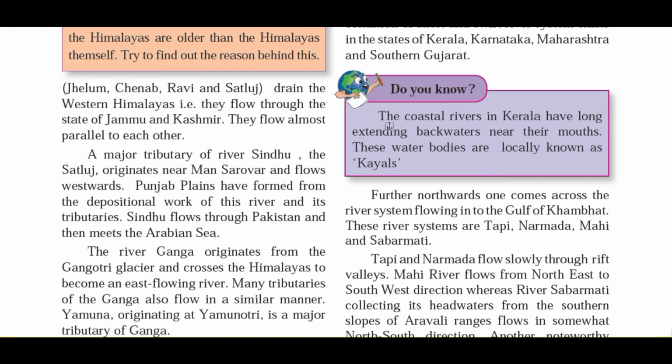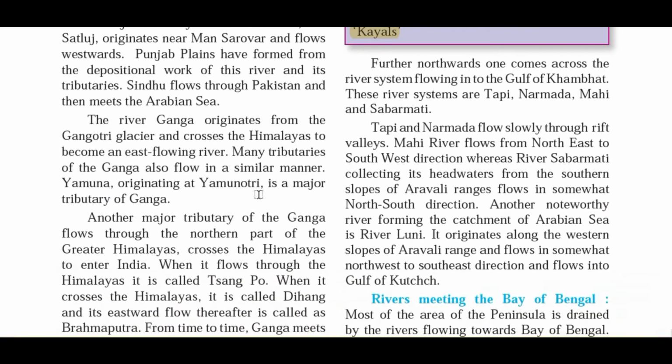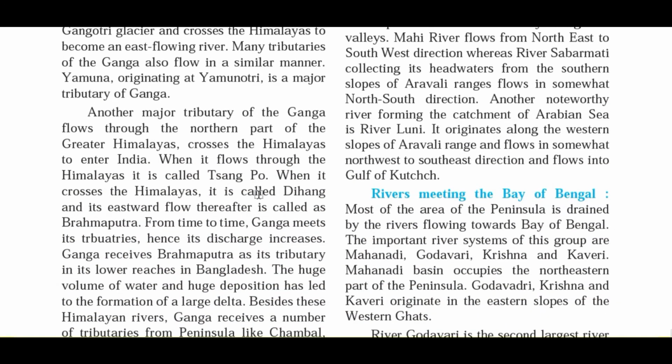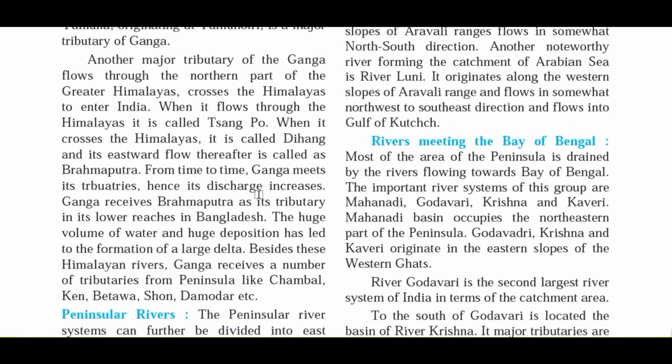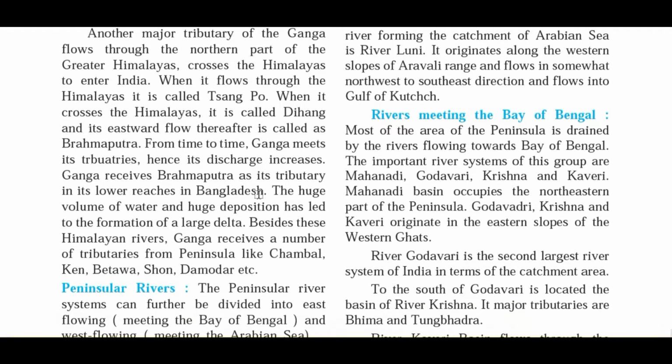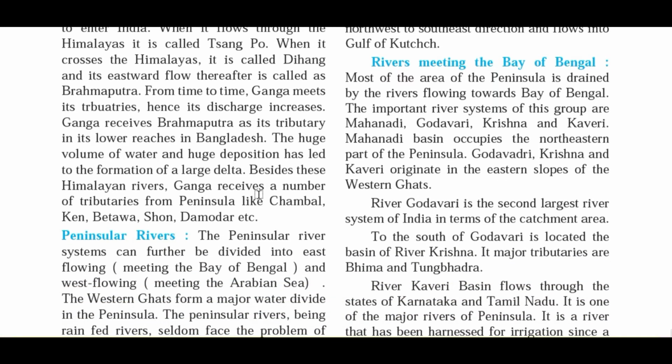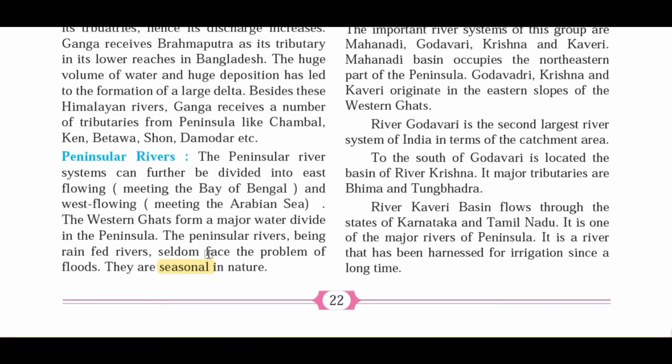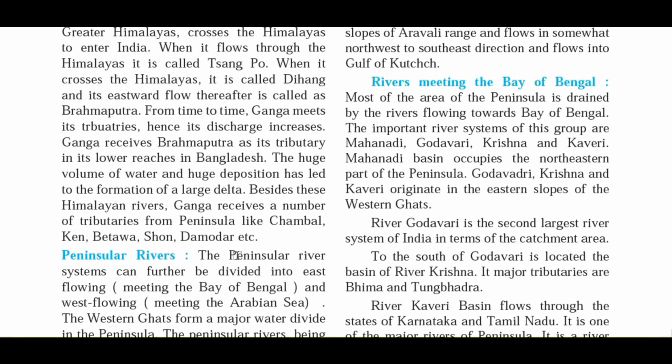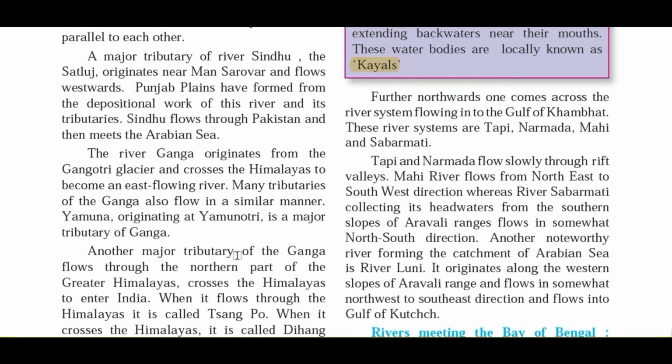Here is one interesting fact they have mentioned: the coastal rivers in Kerala have long extending backwaters near their mouth, and these water bodies are locally named kayals. You might have seen in movies, in the news or on TV shows the kayals, where there are houseboats. Many couples spend their initial days after marriage in that kayal, on that houseboat. So the tourism sector flourishes in such areas because these estuaries are very beautiful, mind blowing, and many people visit them. It's also a highly biodiversity-rich area.